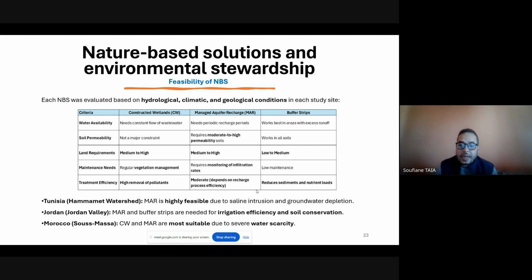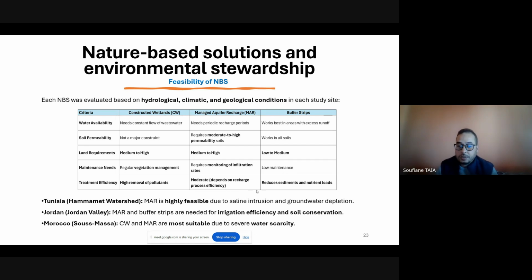For example, constructed wetlands need a constant flow of wastewater, require moderate to high land use, and also provide high pollutant removals. The managed aquifer recharge technique also needs permeable soil and recharge periods, which require land and monitoring, but at the same time helps recharge groundwater. On the other hand, the buffer strips work in all soil types, need low maintenance, and are effective in reducing runoff pollution.